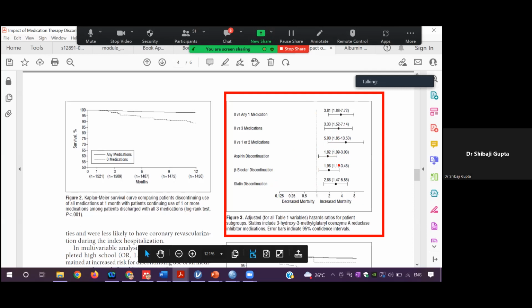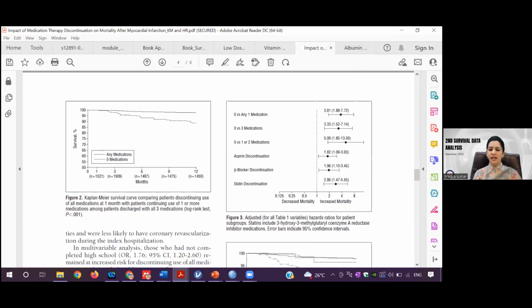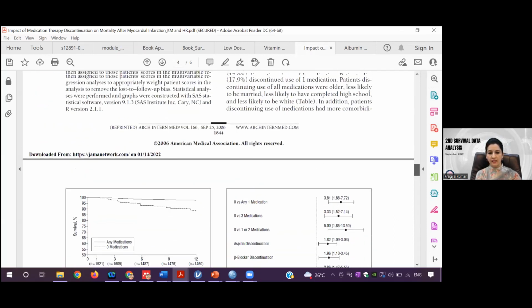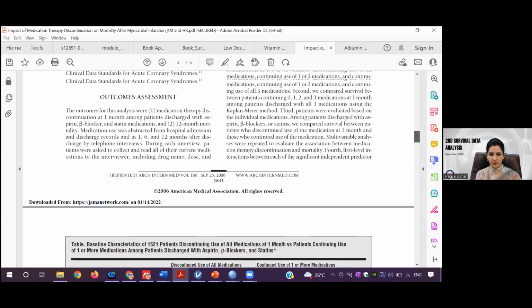Ma'am, so is it that no medication is safer than medication? It appears to be like that. No, no, no, don't go by that. I have not gone into the detail of that. No versus any medication, we'll have to see what the reference is. Maybe that reference will be the outcome. What reference they have taken, I need to check, because this article we'll share with you. You can go through that.